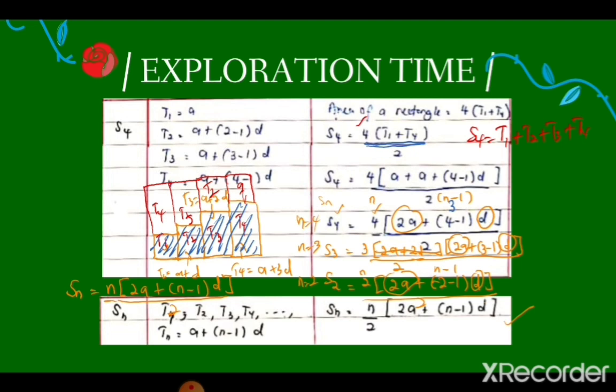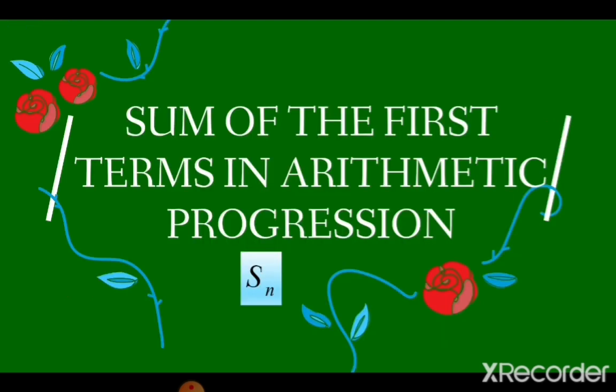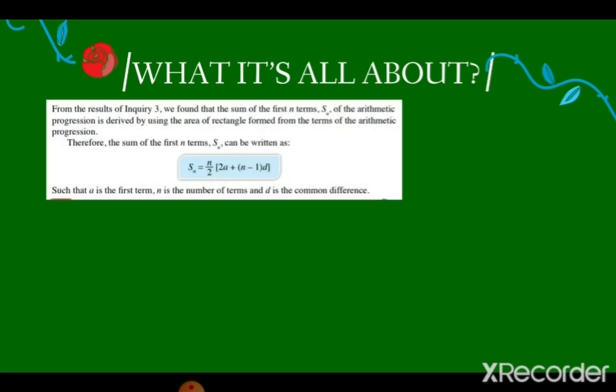We relate it with the area of a rectangle. So you need to understand where the derivation comes from. Next, the sum of the first n terms in an arithmetic progression, which we call Sn. What is it all about? From the first inquiry, we found that the sum of the first n terms, Sn, is derived as n over 2 times (2a plus (n minus 1) times d). This is the formula.